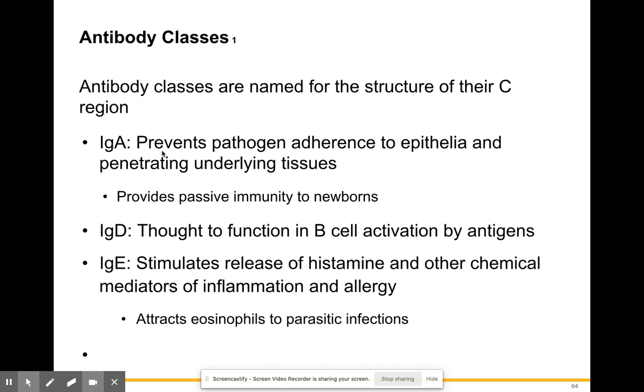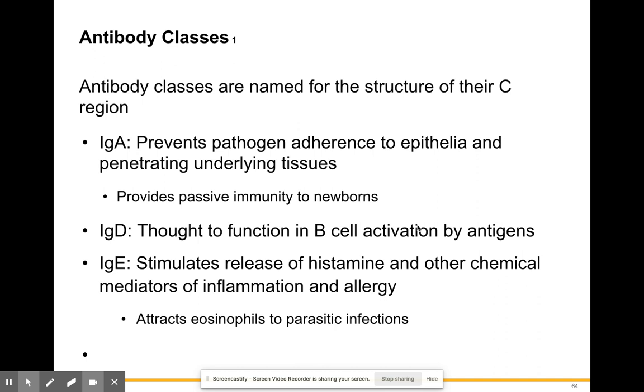All right. So IgA, immunoglobulin A or antibody A, prevents pathogen adherence to epithelia and penetrating underlying tissue. So antibodies that fall into the A class are going to prevent pathogens from getting into your epithelial cells, your mucous membranes, your epidermis, things like that. These also provide passive immunity for newborns. IgD, these are going to help to activate B cells when antigens are present.